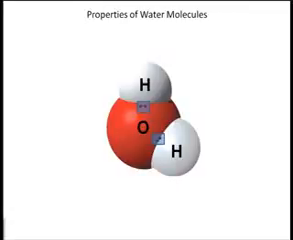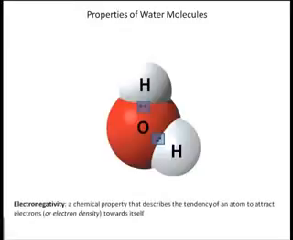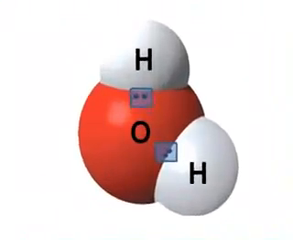There is a principle involved in chemical bonding called electronegativity. This is a chemical property that describes the tendency of an atom to attract electrons, or electron density, toward itself. The more electronegative an atom is, the more it attracts electrons toward it. In the case of water, the oxygen is more electronegative than the hydrogens, and as a result it pulls the electrons toward it, and the electrons spend more time around the oxygen than they do around the hydrogens.